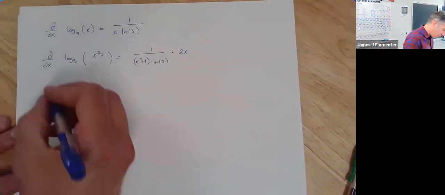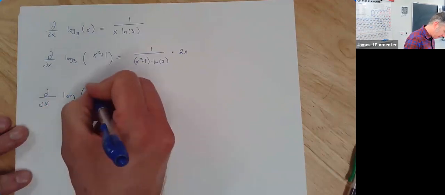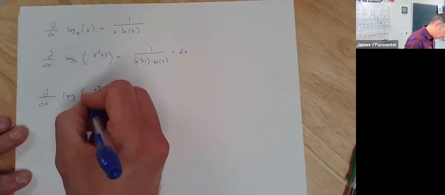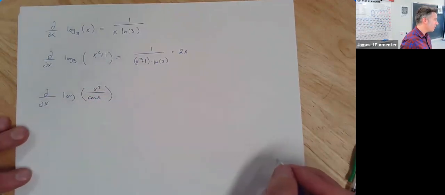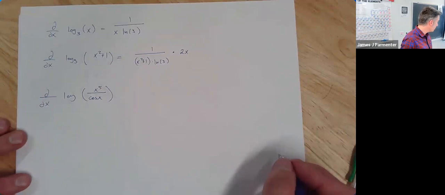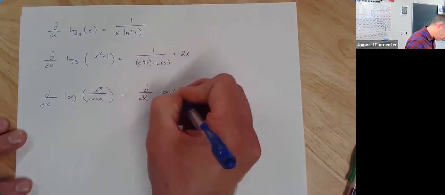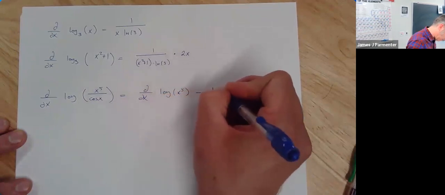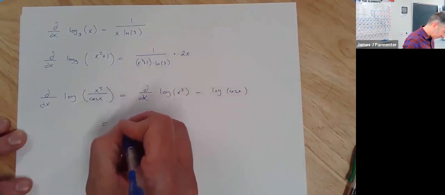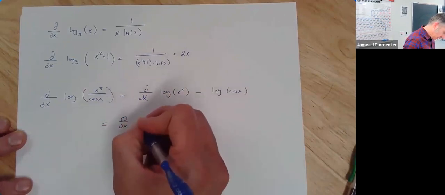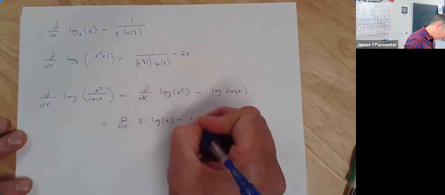Or if I said, what's the derivative of the log of x to the 5th over cosine x? Well, first I would be clever and I would simplify this using my log rule. I'd write this as the derivative of the log of x to the 5th minus the log of cosine of x. And then I would do one more simplification and say it's the derivative of 5 times log of x minus the log of cosine of x.